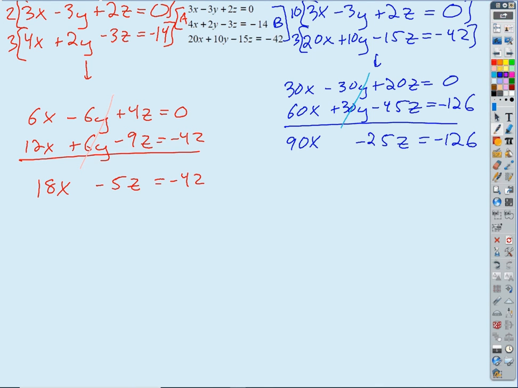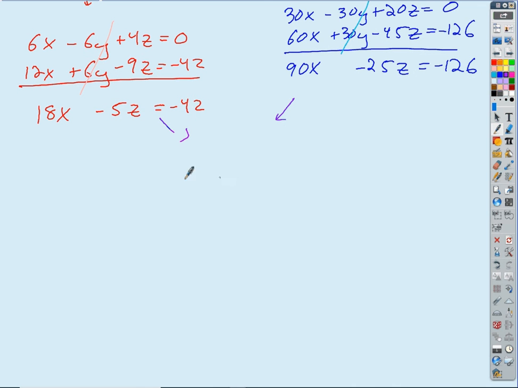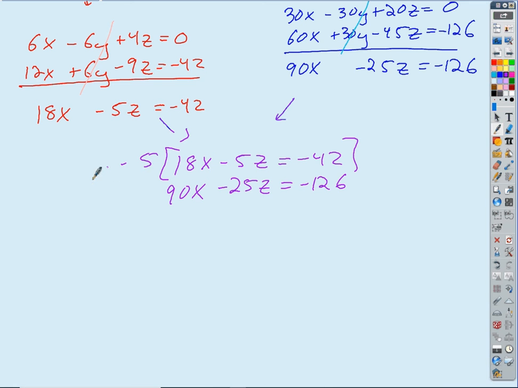Okay, good. Now if I combine these into a 2 by 2 system, I get 18x minus 5z equals negative 42, and 90x minus 25z equals negative 126. So I could just multiply the top one by negative 5. And how about if I just drop that one down there? Then we can line those two up. Okay, so I get negative 90x plus 25z equals positive 130.